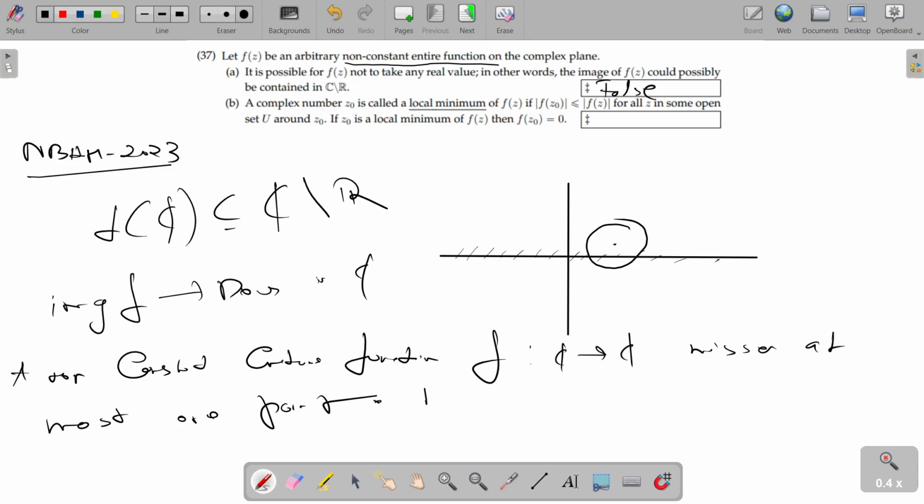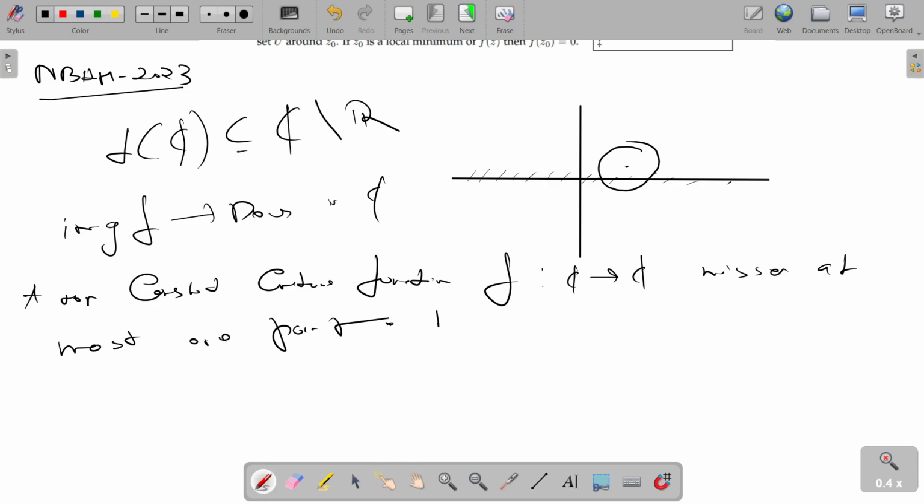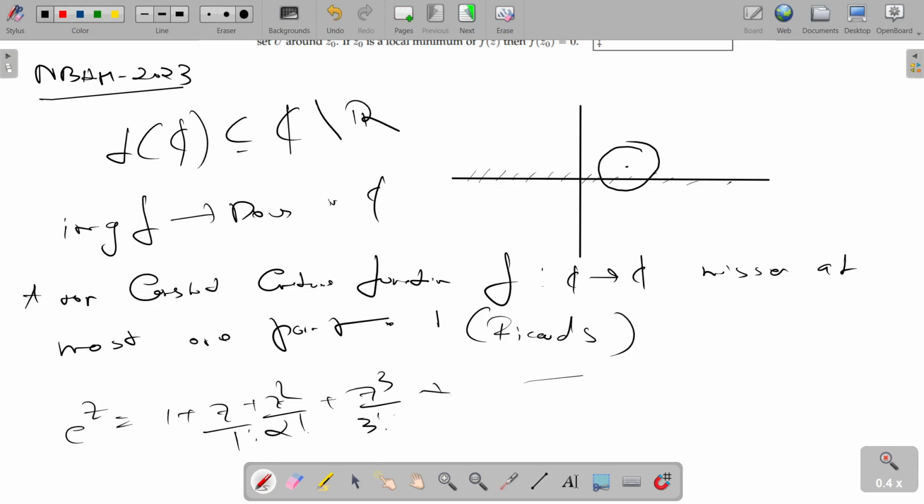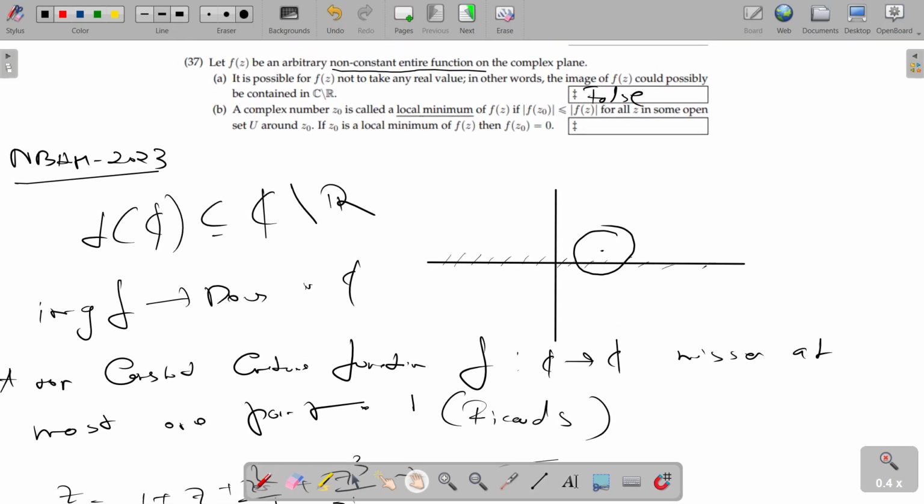We can actually see that e to the power z is entire, because we have 1 + z + z square by 2 factorial + z cube by 3 factorial, and so on. But it misses zero, so it can miss at most 1 point. This is Picard's theorem. On the other hand, it might not miss any point as well. For instance, we can just take sin z and cos z, they are completely onto functions. So option A is false.